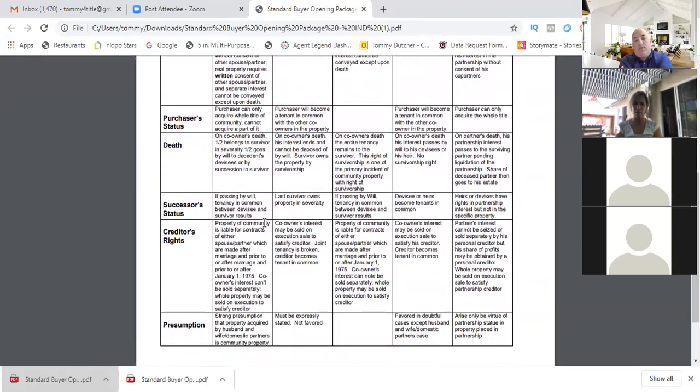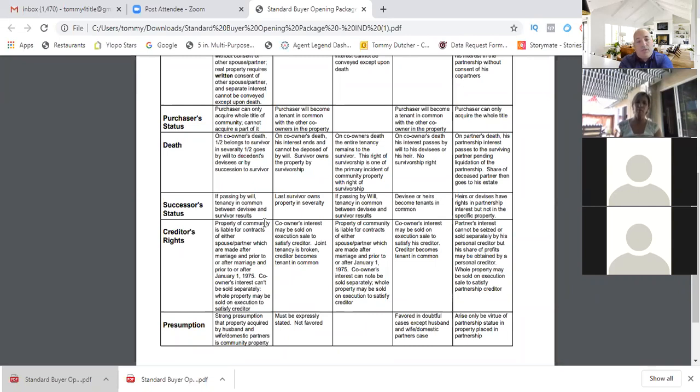Co-owner's interest may be sold on execution sale to satisfy a creditor. Joint tenancy is broken, creditor becomes tenant in common. So again, if you sell your interest to a creditor and the creditor becomes on title as a co-owner, joint tenancy is broken and it reverts to tenants in common.